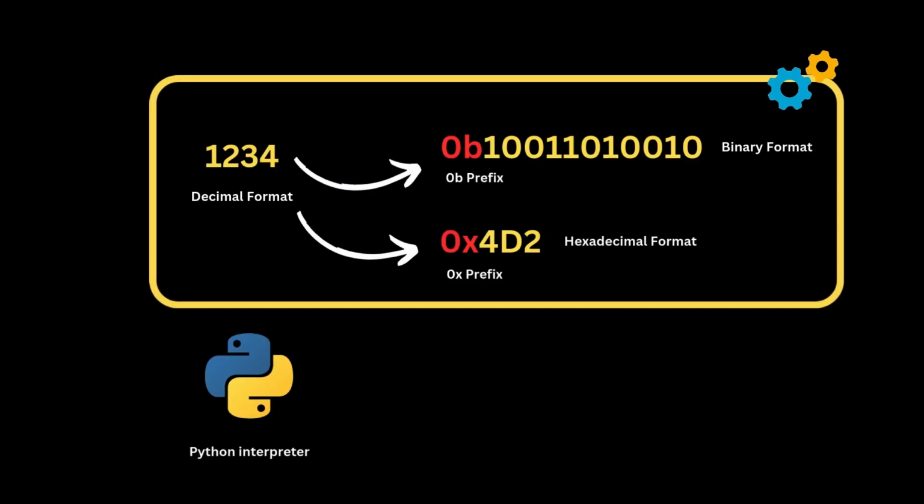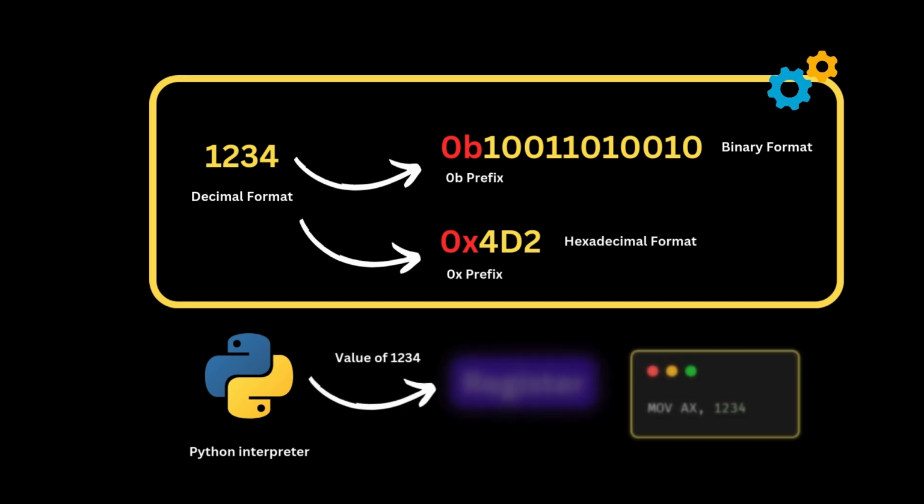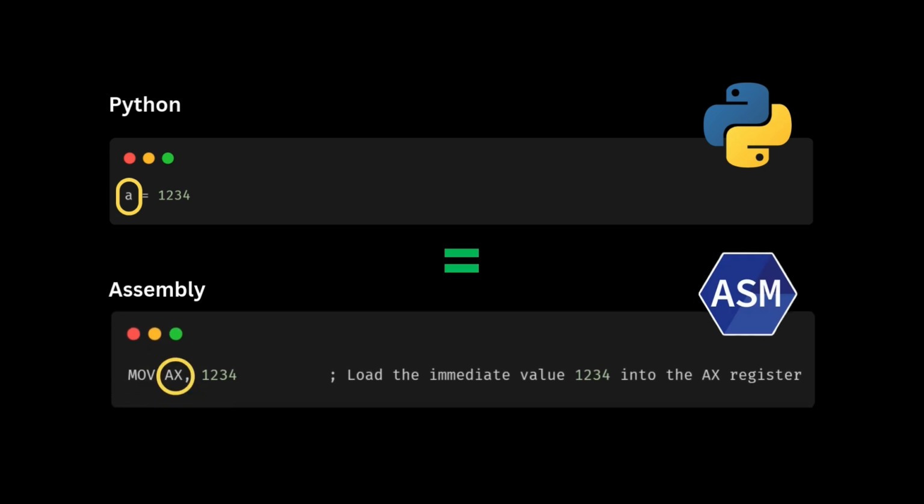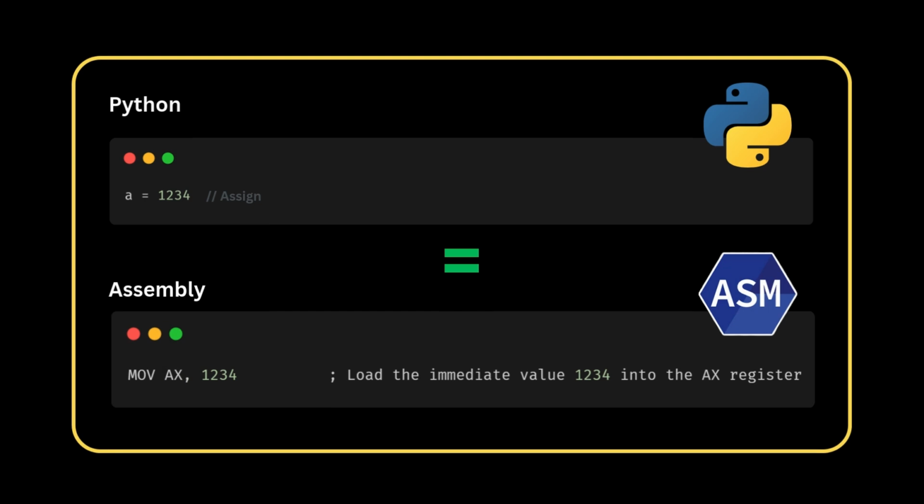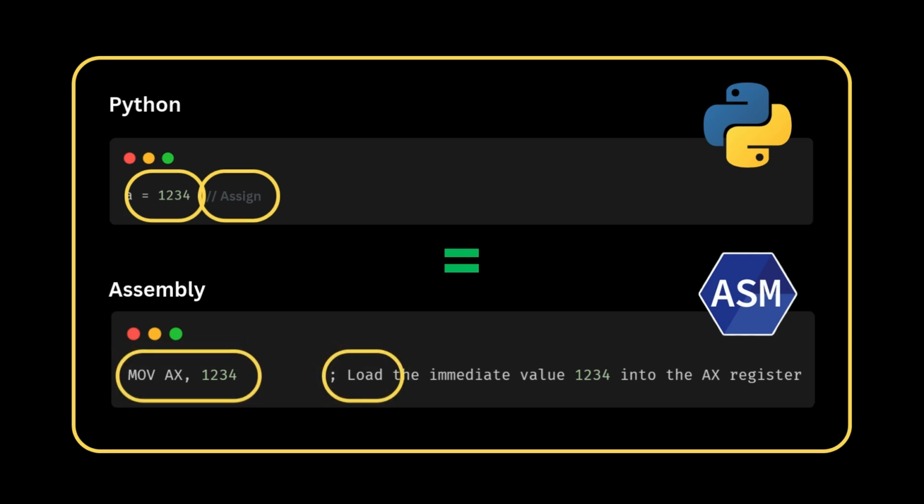Eventually, during runtime, the Python interpreter will load the value 1234 into a register behind the scenes. So you can think of the variable a in a high-level language like Python as similar to a register in assembly, a container that holds data. In this sense, when we say assign or load 1234 into the variable a, it's similar to how we load a value into a register.